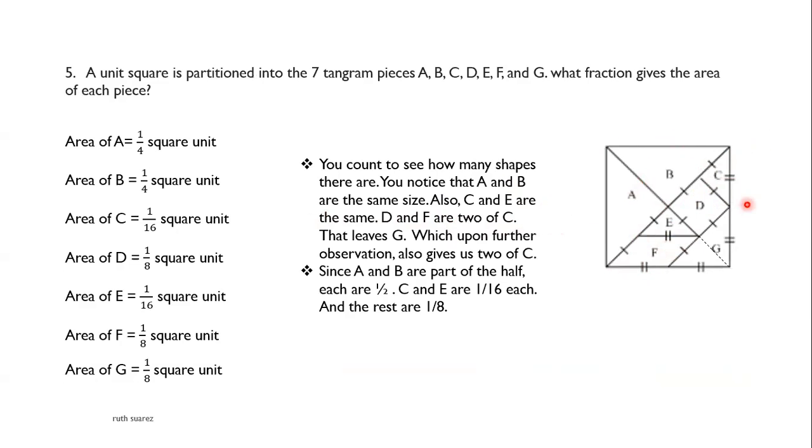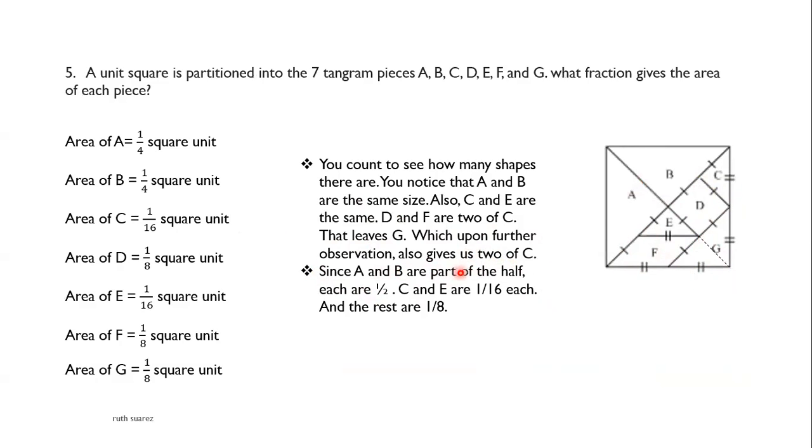So we know that C and E are the same size. And then this and this have 2 of C. That leaves G, which upon further observation also gives us 2 of C. And I took the liberty of putting the little dotted line right here and cutting it in half. I guess I could have done the same for this, but you can see it.